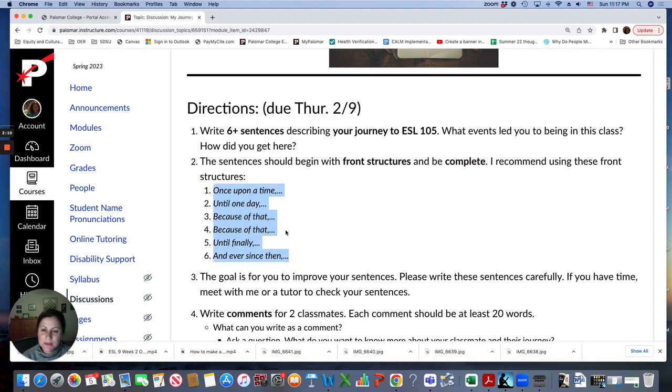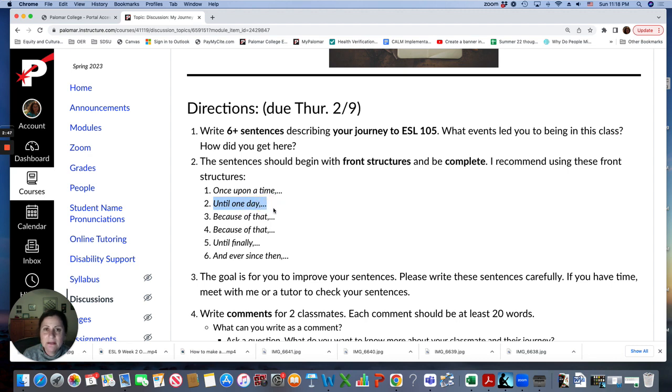And you don't have to use these, but they're recommended because they can organize a story. Once upon a time, that means a long, long time ago. For example, once upon a time, I was living in my home country. And you see, remember to put the comma after the front structure and then have your subject, your verb, and your complete thought. Okay, once upon a time, comma, I was living in my home country.